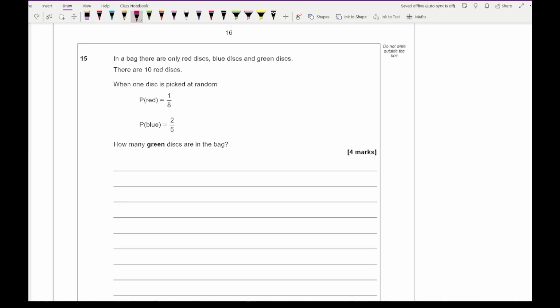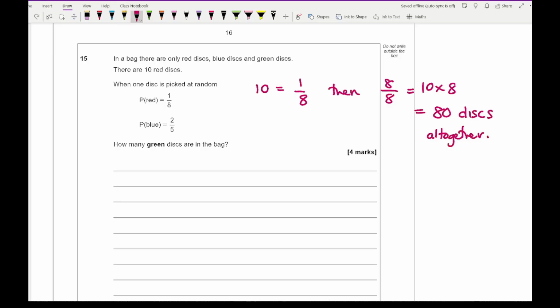So if 10 equals 1/8, then 8/8 is going to be 10 times 8, which is 80. So there are 80 discs altogether, or in total. Now in terms of the blue, so we know that there are red, there's 10 discs. So then the blue is going to equal 2/5 of 80. So 80 divided by 5 is 16, times 2 is 32.